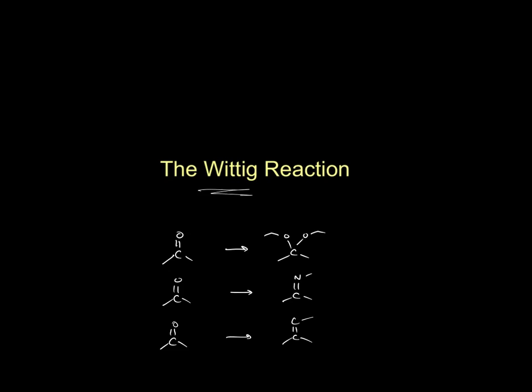Greetings and welcome back. In previous videos we've been looking at how we can turn a C double bond O into two C double bond ORs, or a C double bond O into a C double bond N. That was an imine. In this video we're going to be looking at how we can turn a C double bond O into a C double bond C. And this is going to be called the Wittig reaction. It is spelled Wittig, but it is a German name, therefore it's pronounced Wittig.